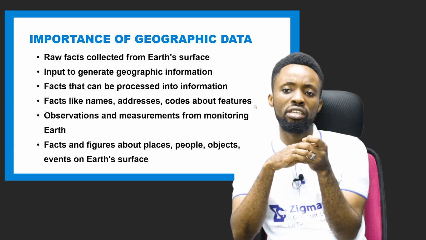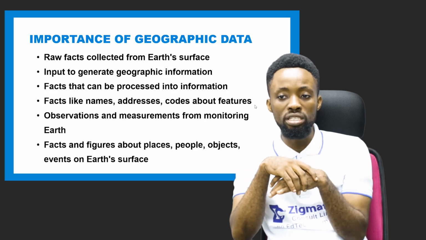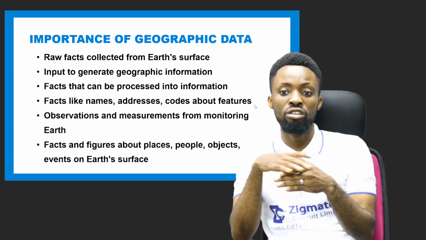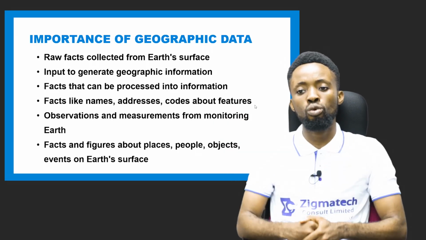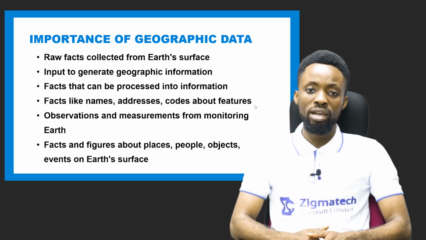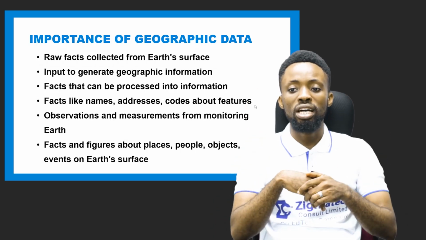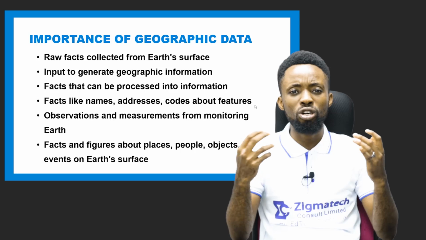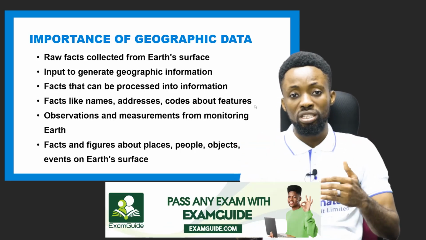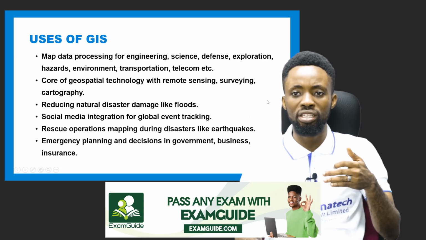And also geographic data helps to provide facts and figures about places, about people, about objects and events on the earth surface. So with the help of geographic data, we can tell people about a particular place, describe to them everything about that place without going to such a particular place. And also we can even locate objects and also describe these objects on the earth surface. So this is another importance of geographic data.